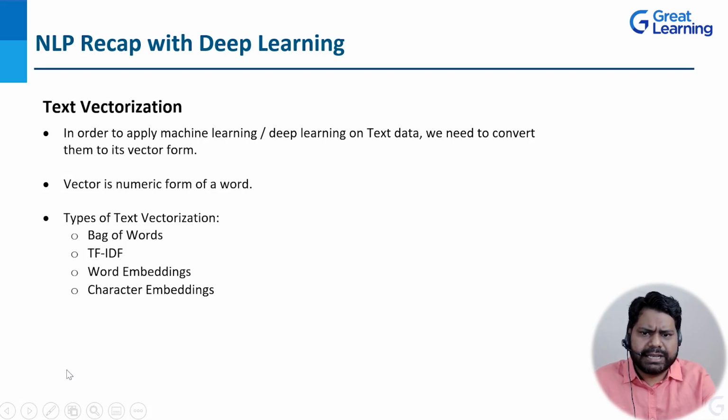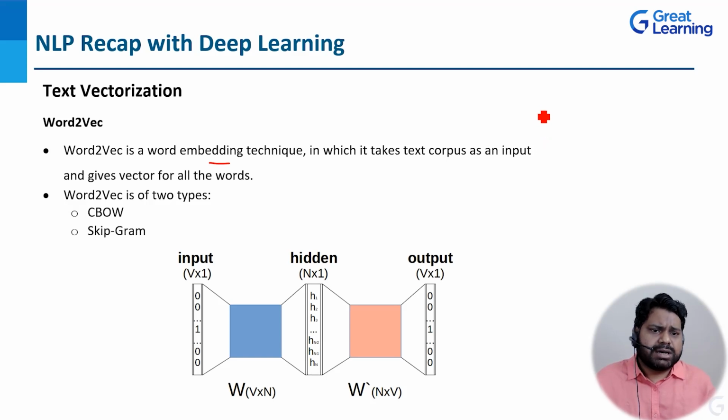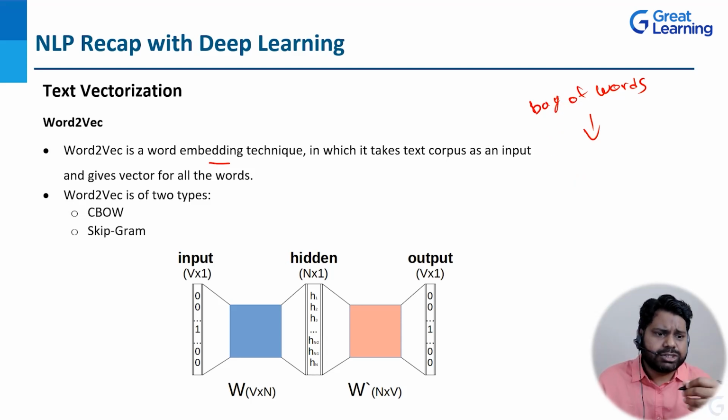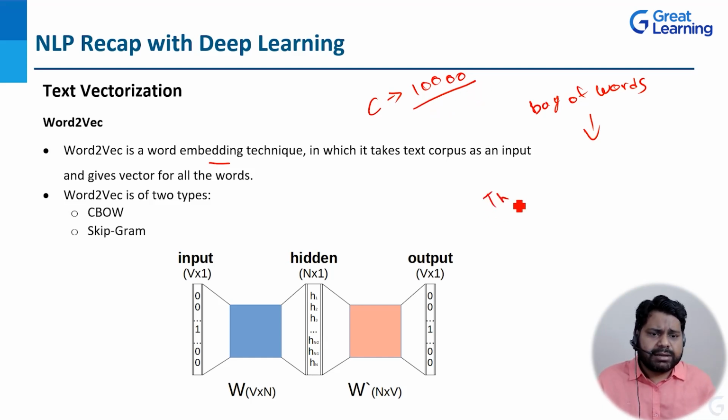Now let's move on to our next slide. What is word2vec? Word2vec is a word embedding technique. We discussed bag of words. In bag of words, or in any normal model, we uniquely give IDs to each token and then create the vectors. Let's suppose we have a corpus C that has a total of 10,000 unique words present.